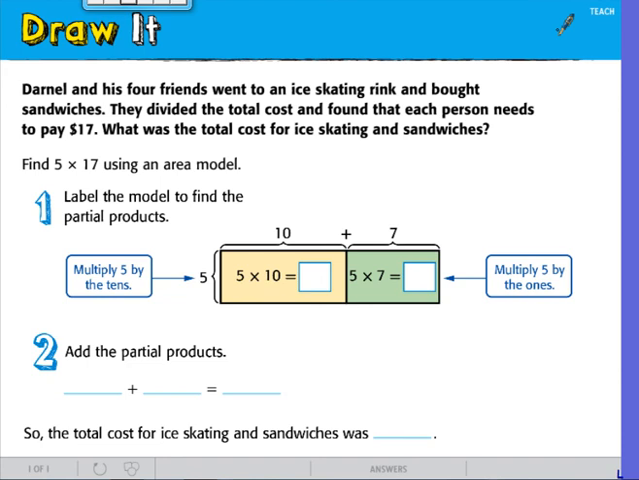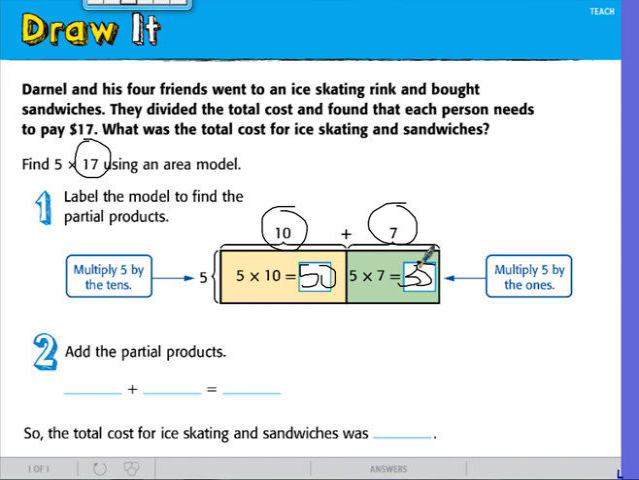Now, with those 5 kids, each one of them paid how much money? $17. So each one of them paid $17. Okay? Now, how we broke our thing apart in our last problem, we broke it into 3 and 5. So 3 times 3 and 5 times 2. What they want you to do is break down the 17 into 10 and 7. So 5 times 10 is 50. And then 5 times 7 is 35.